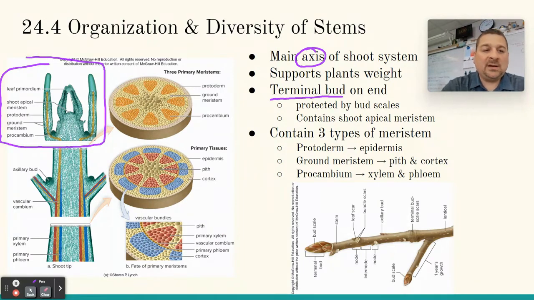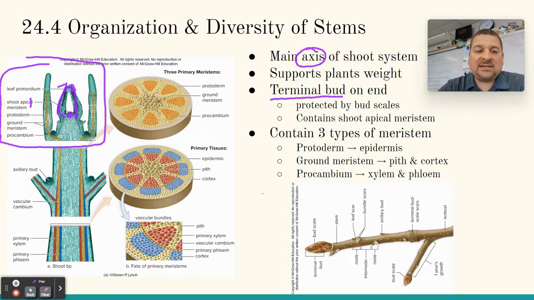The terminal bud usually has bud scales that protect the first leaves that are shooting out here. And then the shoot apical meristem right here is growing in this region. And this causes primary growth, in other words, the lengthening of the plant.